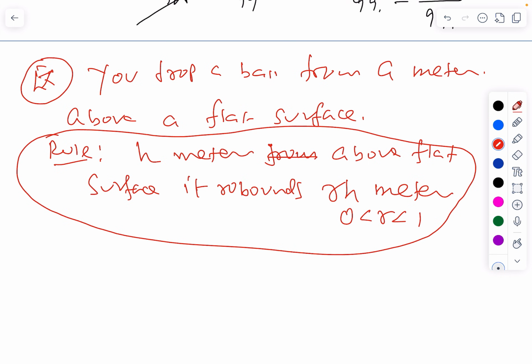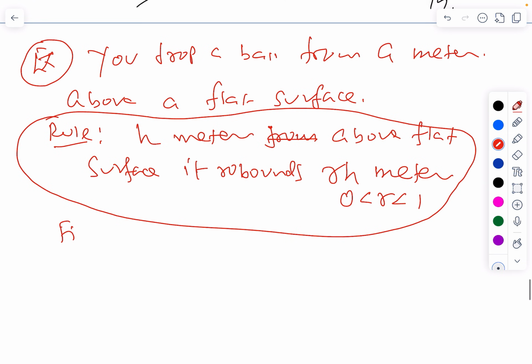It says that if you drop a ball h meter above the flat surface, it rebounds Rh meter, where 0 < R < 1. And we are dropping the ball from A meter above the flat surface. And so the question is, in general, find the total distance traveled.